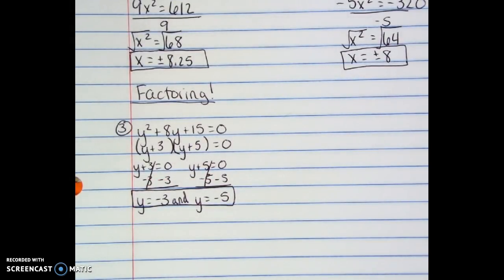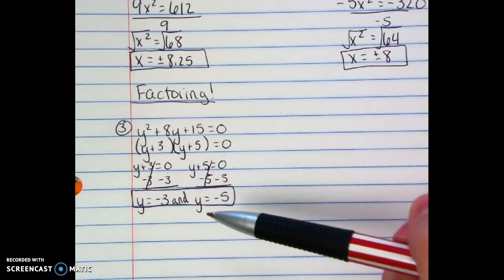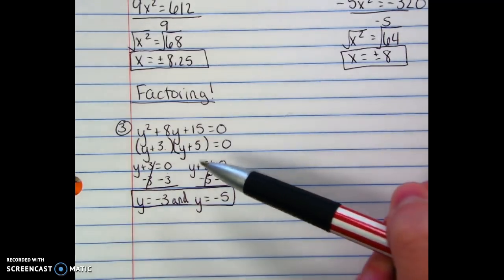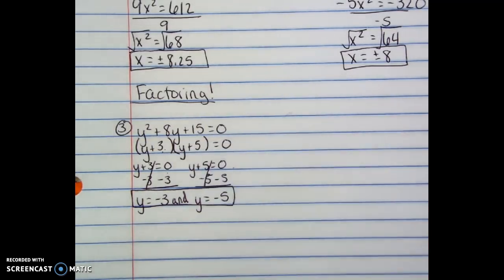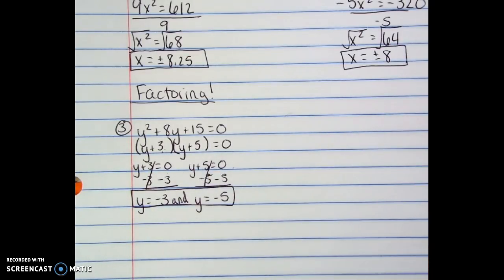That's what you do. And yes, you do need to show this part down here, because a lot of people, if they don't do this, they'll just say, oh, y equals 3, y equals 5. It's actually the opposite of it. So y would be negative 3 and negative 5. But for now, you need to show this part of it as well. Okay, let's look at another one.